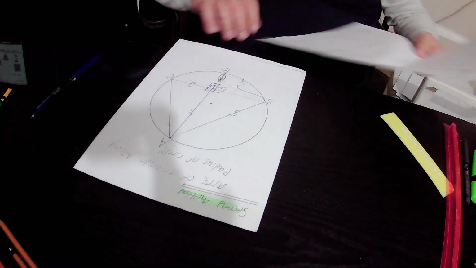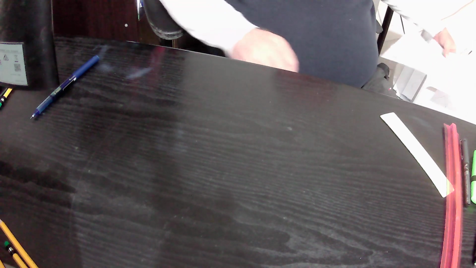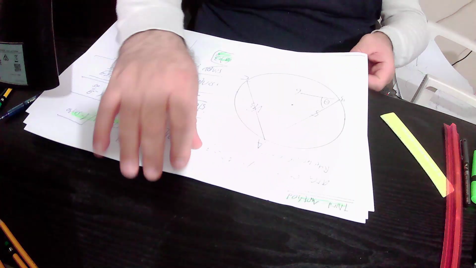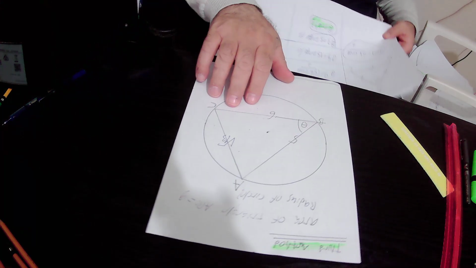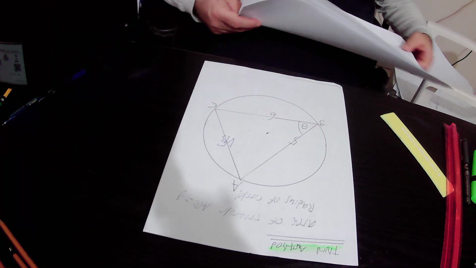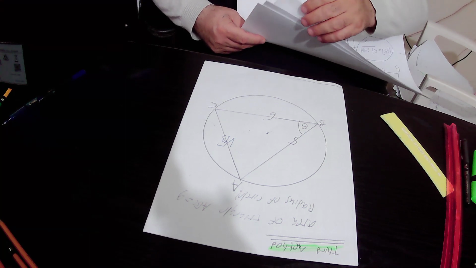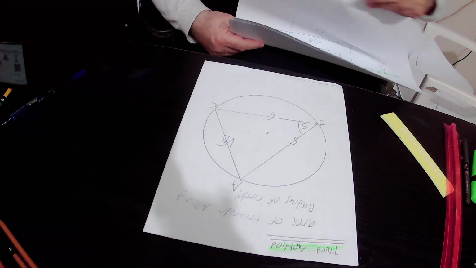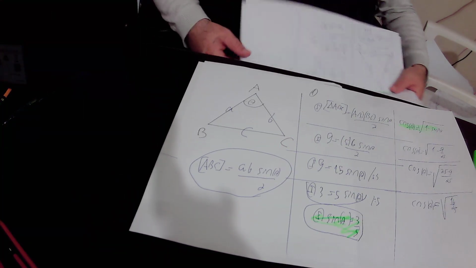Then I presented to you the third method, where we defined angle ABC as theta. Then I presented to you a new formula, according to which you can find the area of any triangle.